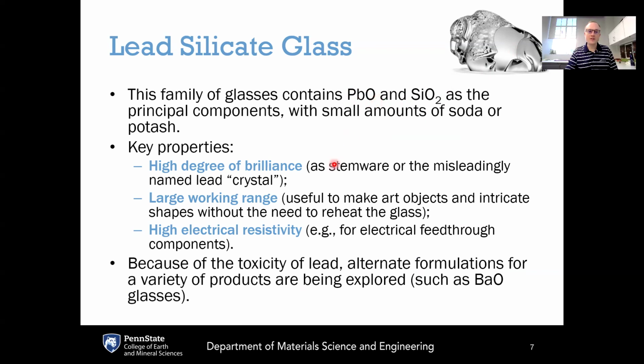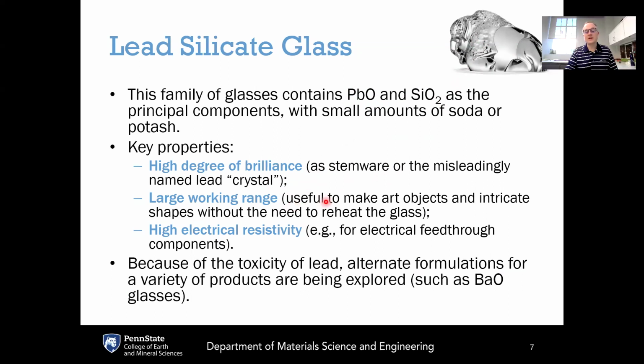Some of the key properties of lead silicate glasses are the high degree of brilliance. This is used in stemware. In this case, this is Steuben glass, which is Corning's, or was Corning's, line of lead silicate glasses. It has a very large working range. So artists really love working with lead silicates because they can work with it over a large temperature range.